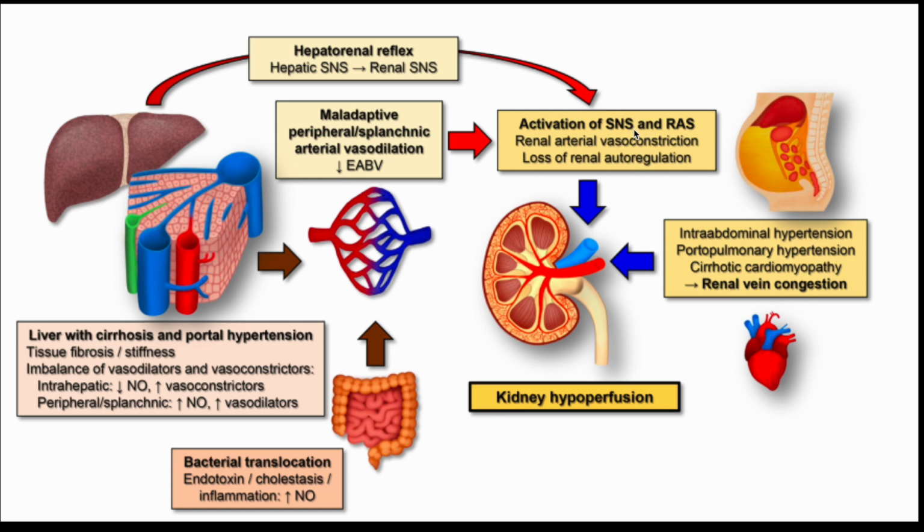This results in activation of the SNS and the RAS system, which further causes the renal artery vasoconstriction and loss of the autoregulation. Apart from that, you can have intra-abdominal hypertension because of massive ascites, portopulmonary hypertension and cardiomyopathies. This can cause your renal vein congestion. All these components act to cause kidney hypoperfusion, which results in acute kidney damage.